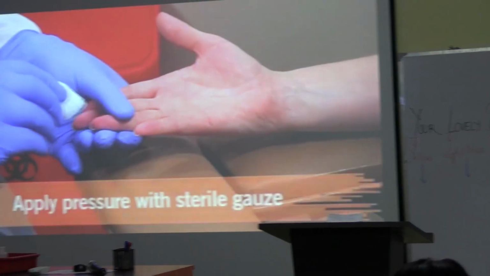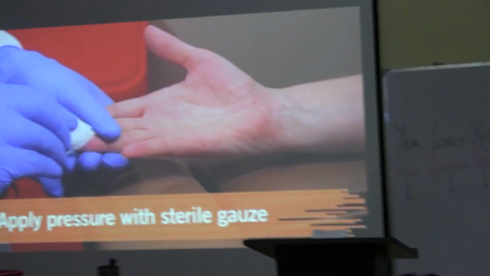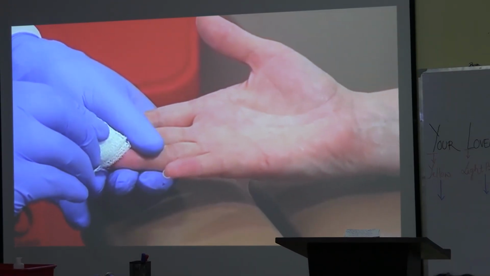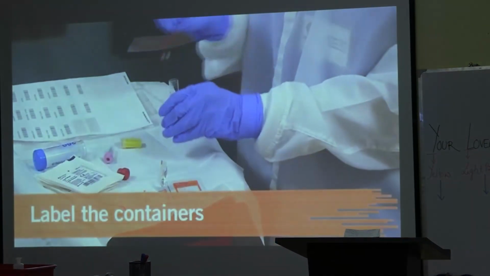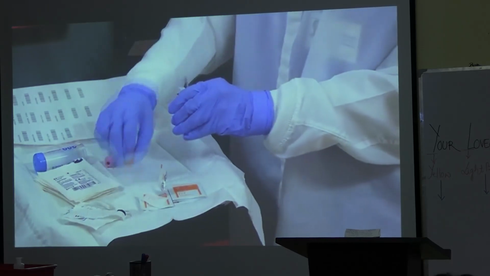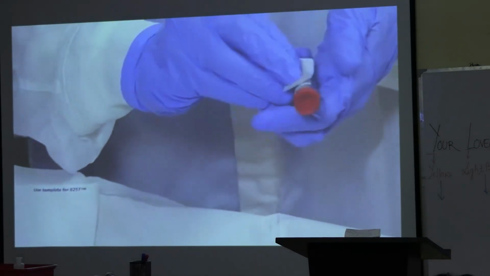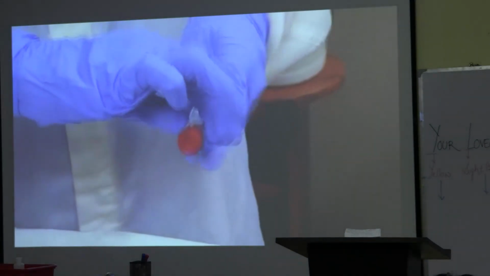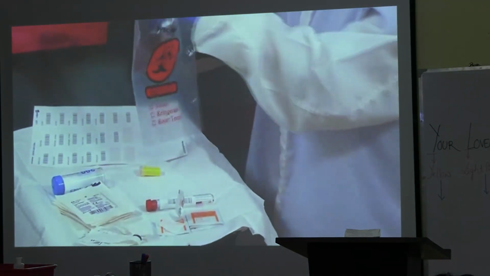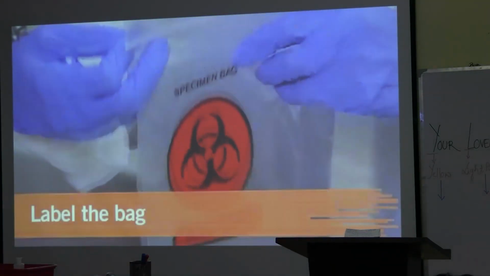When collection is complete, apply pressure to the puncture site. The patient may be able to help with this step. Be sure to label the container. Seal the capillary tube to be placed in a red top tube, which then the microtainers can be placed in a Ziploc biohazard bag that is then labeled.